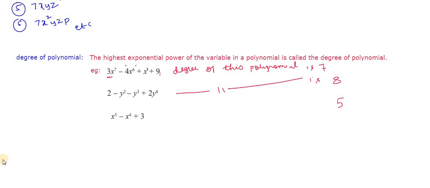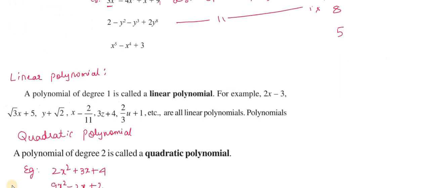So based on this degree, polynomials are categorized as linear polynomial, quadratic polynomial, cubic polynomial, and biquadratic polynomial. Let's have a look at that. Based on the degree it is classified. So what is a linear polynomial? A polynomial of degree 1 is called a linear polynomial. Here are examples: 2x minus 3, or square root of 3 plus 3x plus 5, or y plus root 2. All these are examples of linear polynomials.